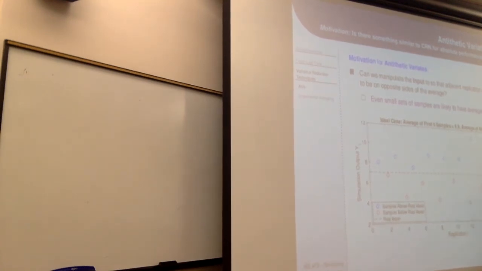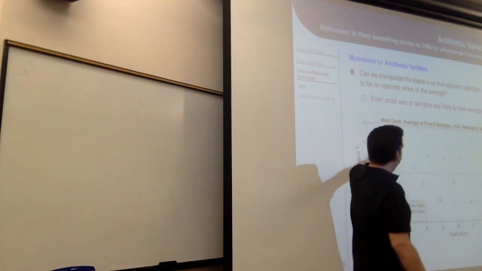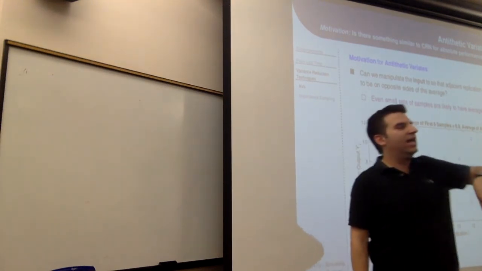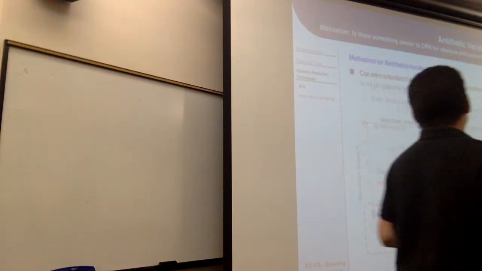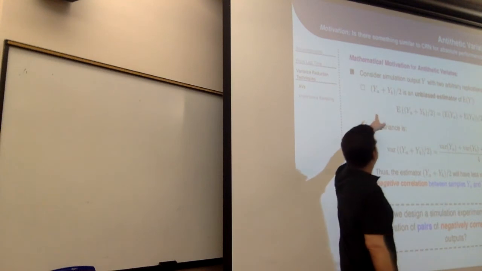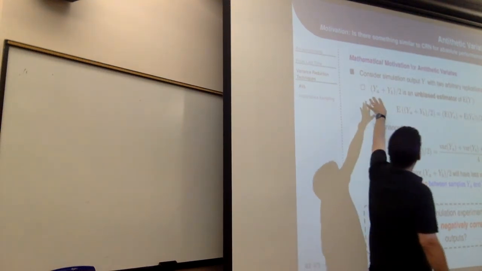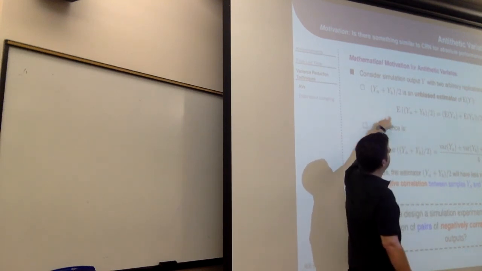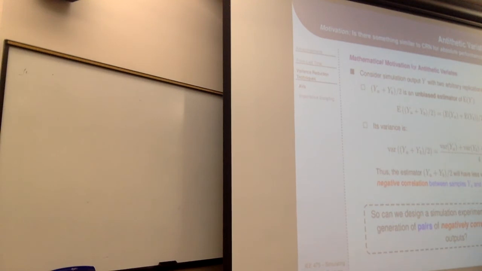So if there was a way for me to guarantee that one replicate is always going to be above and the next one's always going to be below, that would be ideal. But I need to do that in a way that doesn't introduce bias. Mathematically, I can say, well, what if I had 2 replications, A and B, and I took their average? And so I know that the average of two replications is an unbiased estimator of the average of any one replication. So it looks like we're heading in the right direction.